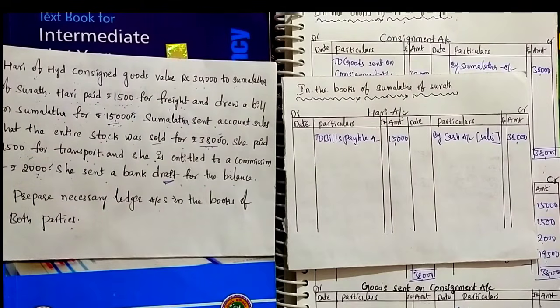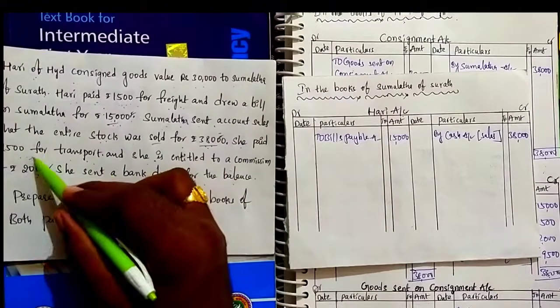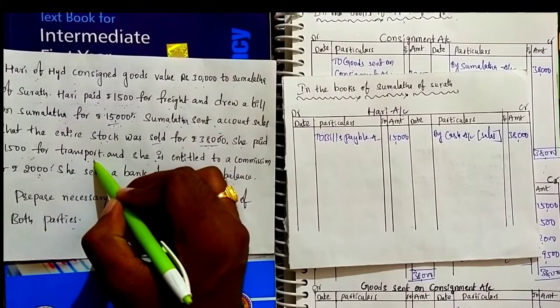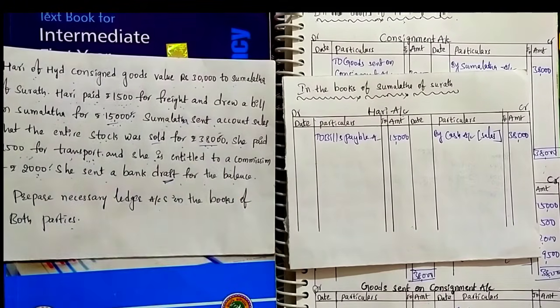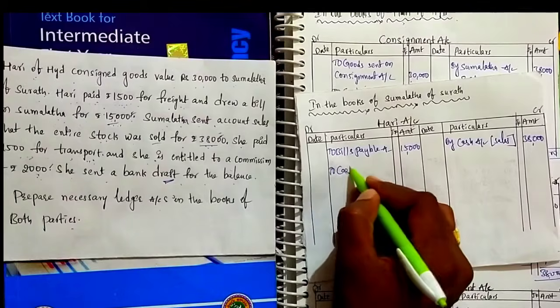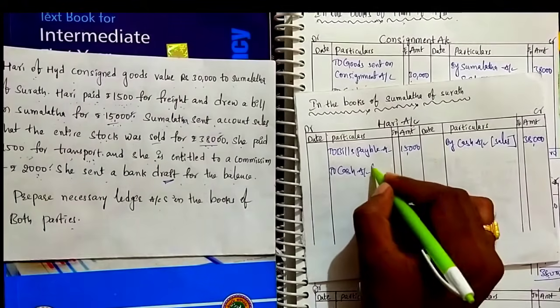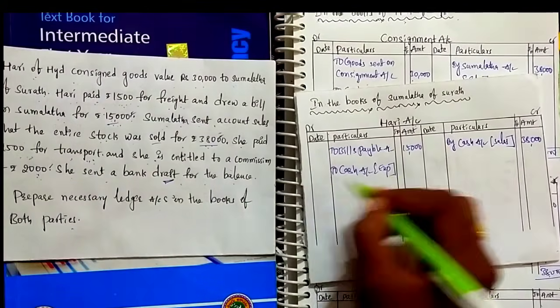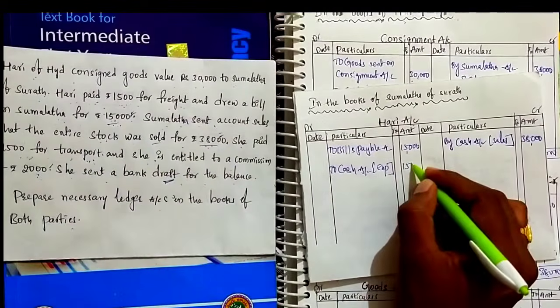How much? 38,000. Next transaction, she paid 1,500 rupees for transport. At the time of payment of transport expenses, cash goes out. When cash goes out, cash account is credited, Hari account is debited. So we have to write on the debit side to cash account, in the bracket expenses 1,500 rupees.